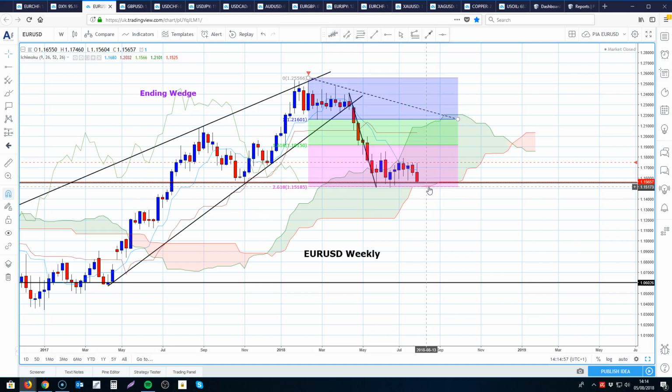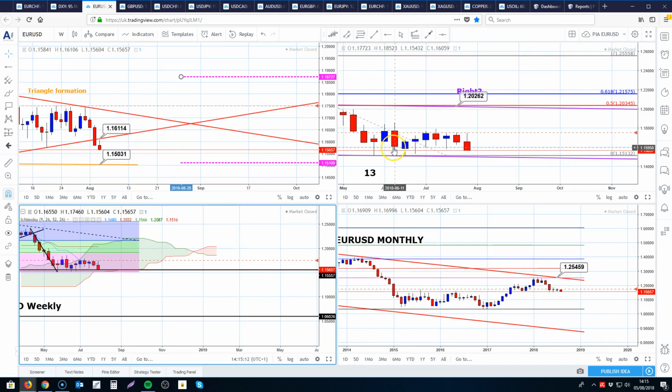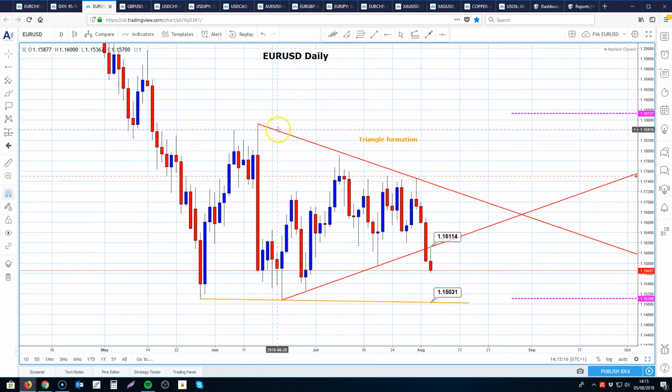It should be noted that the long-term bias for EUR/USD is still to the downside, but we're expecting a correction higher before the next move lower to complete this wedge target. If we go to the daily chart, we broke out of this triangle formation to the downside on Thursday. We then had a retest of the breakout level at 116.11 on Friday, and then we started to move lower.